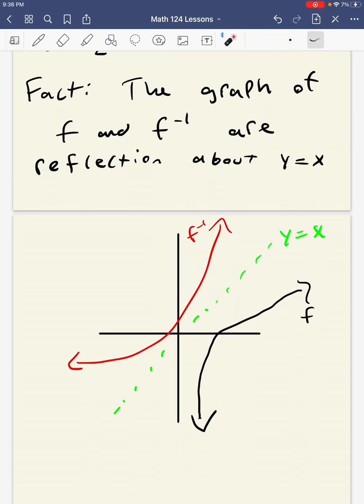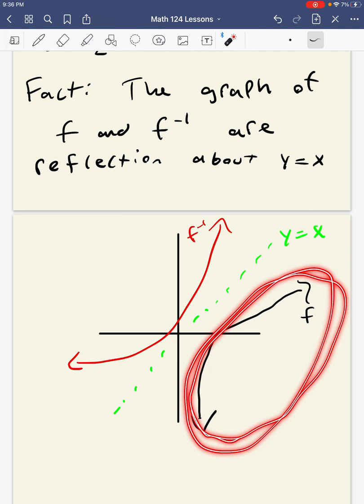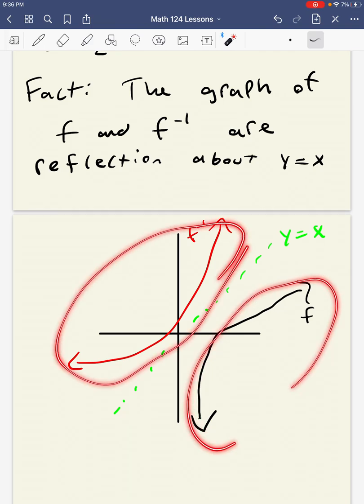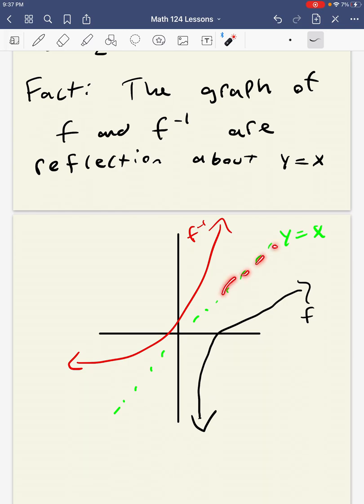And so we always have this happening. Whatever the function looks like, if it's 1-to-1 and its inverse exists, the inverse would just be the mirror image of the function, where this dotted line is acting like the mirror. So it's sort of a fact about inverse functions. You can use this to check your answers if you wish. Okay, what are some other facts about inverses?